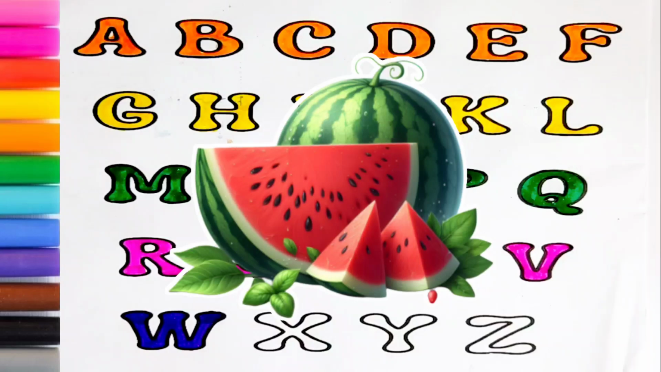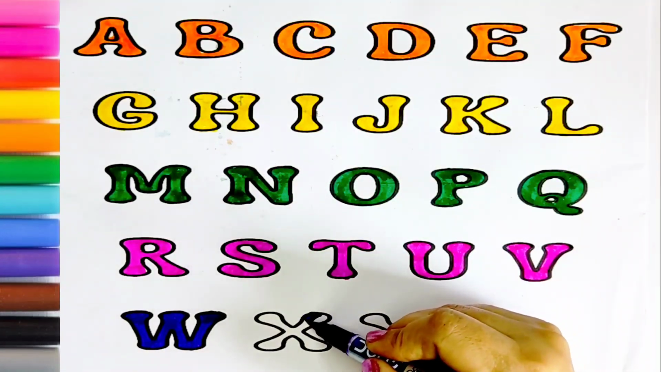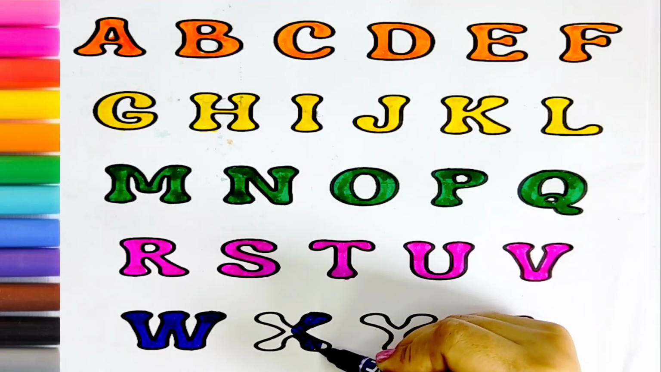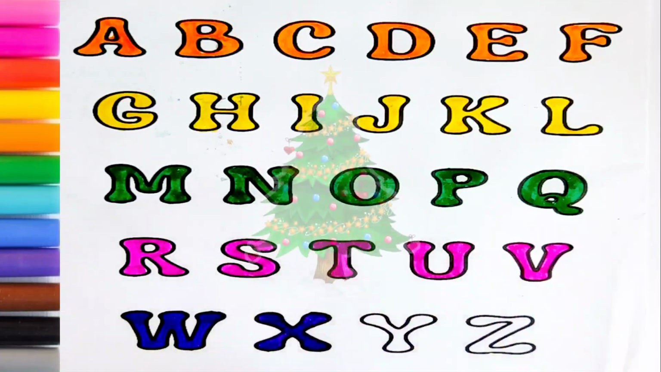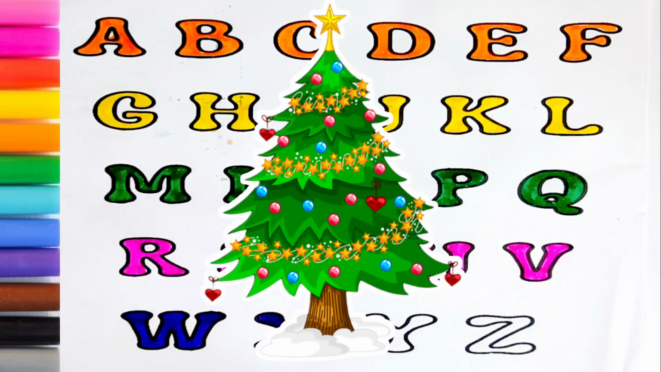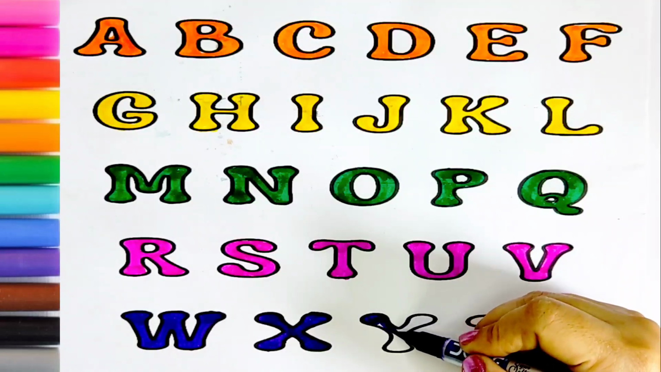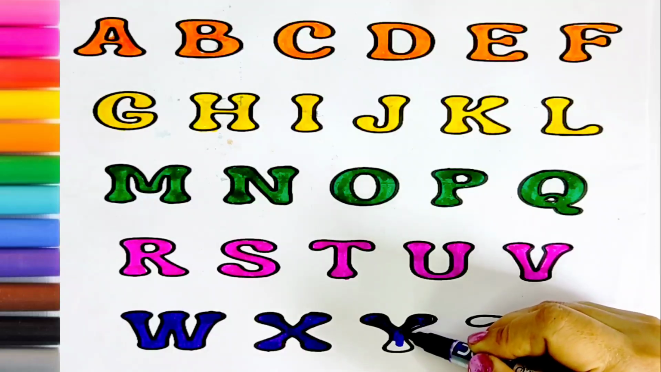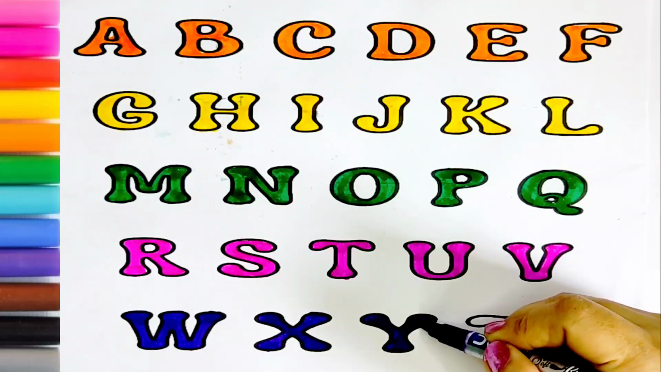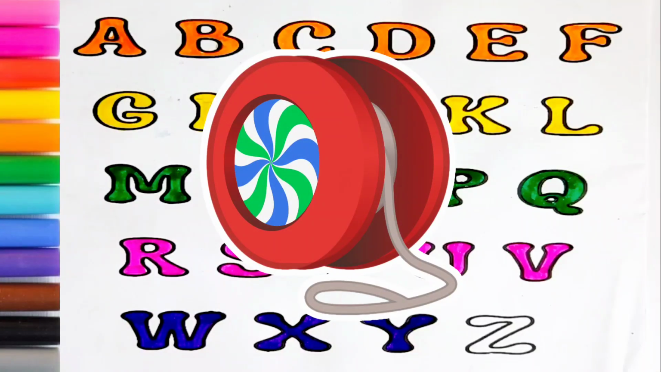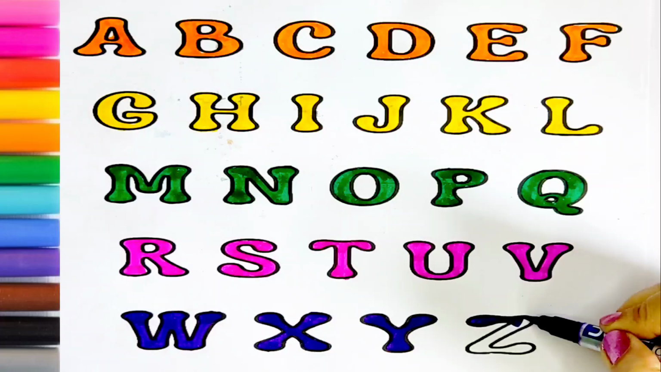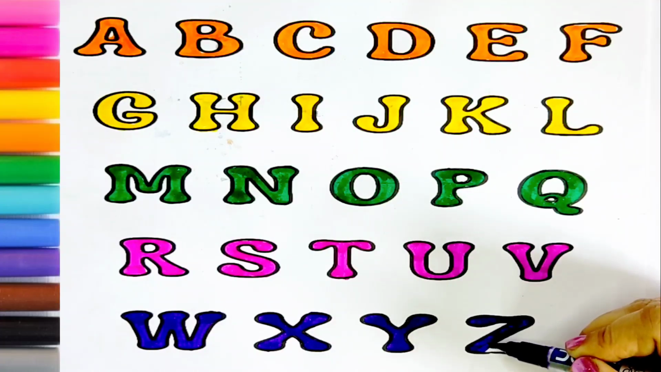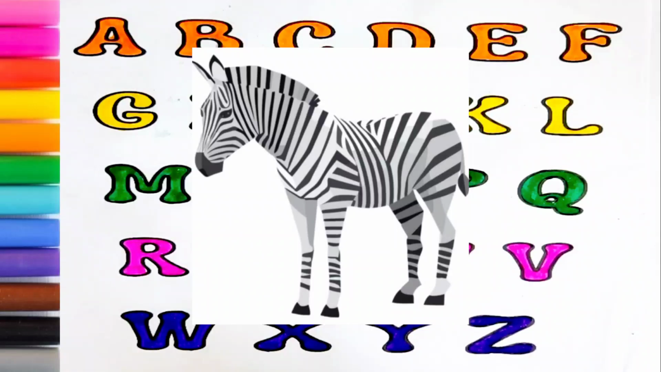W for watermelon. X, X for Xmas tree. Y, Y for yo-yo. Z, Z for zebra.